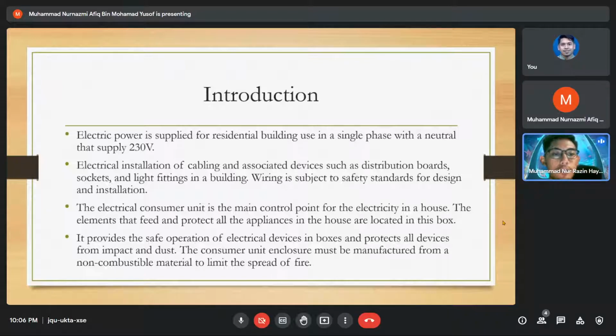The electrical consumer unit is the main control point for the electricity in a house. The elements that feed and protect all the appliances in the house are located in this box. It provides safe operation of electrical devices. The box protects all devices from impact and dust. The consumer unit enclosure must be manufactured from a non-combustible material to limit the spread of fire.